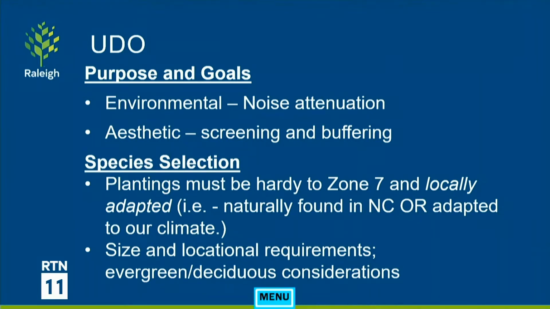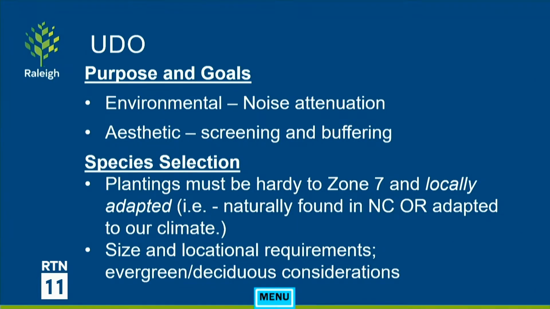As far as what's required in terms of species in the UDO for any of those plantings, they have to be hardy to Zone 7, meaning they can grow in our climate, and they have to be locally adapted. And locally adapted just means that they're naturally found in North Carolina or adapted to our climate. It isn't a statement that they explicitly have to be native. So I did want to point that out.